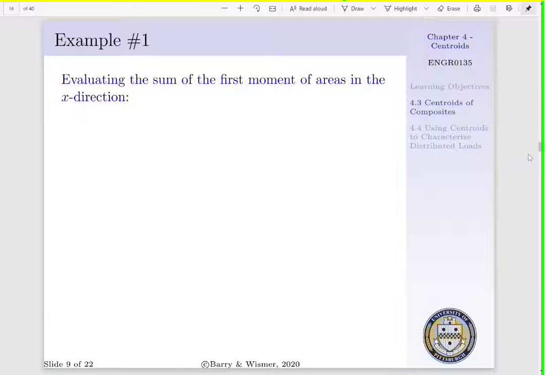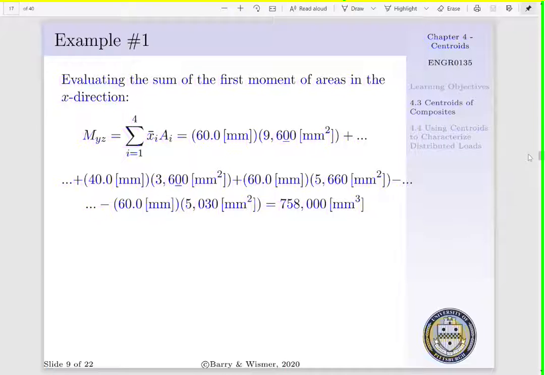To determine our first moment of areas in the x direction, we have to sum all our first moments. That is, we can say M_YZ is equal to the sum from i equals 1 to 4 of x bar i, A i. Now we're going to take this in order of appearance of our shapes. Our first shape was a rectangle, where our x bar of a rectangle was 60 millimeters, and our area was 9,600 millimeters squared.